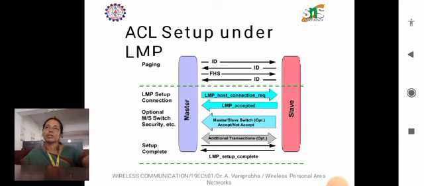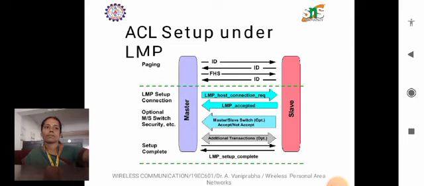This picture represents the ACL setup under LMP. So the layers are configured between master and slave. LMP sets up the connection, and the optional switch is handled, and so on until setup is complete. So in between, the master sends an LMP host connection request. The slave accepts the request, the master-slave switch is accepted, and the additional transmission has been established. In this way, the LMP setup is complete.